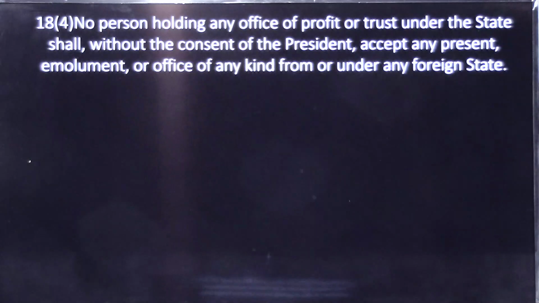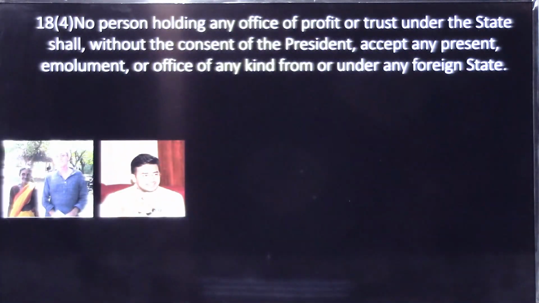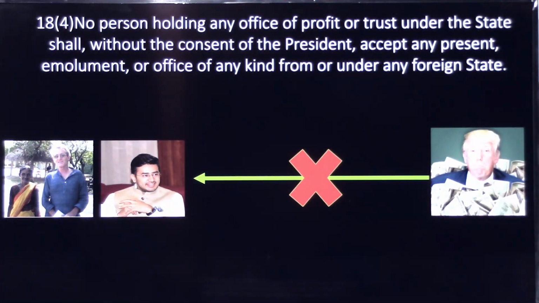Let us move to the next clause, and the next clause is 18.4, which reads, no person holding any office of profit or trust under the state shall without consent of president accept any present, emolument or office of any kind from or under any foreign state. Let me simplify it again. No person means it is referring to Indians as well as foreigners. So no person holding any office of profit, right. I hope you do have clarity on what is called office of profit, because this is what we are going to discuss in the Union's lecture.